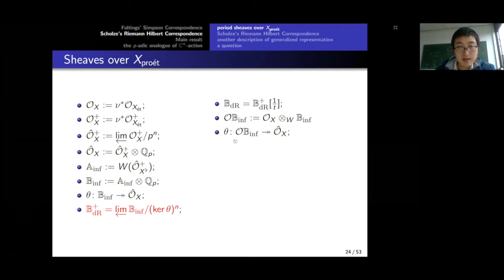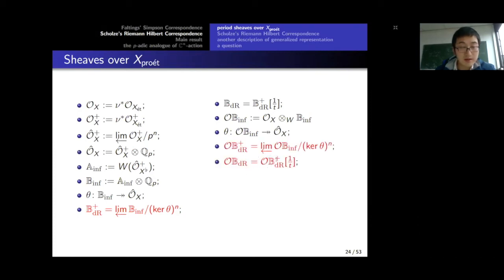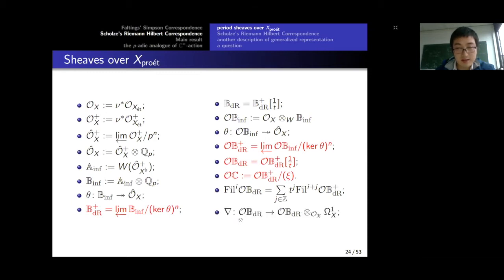And again, we have this surjective map, and we define the completion with respect to the kernel, and define this OB_dR. And here OC is just defined to be the quotient OB_dR plus modulo this K_c. And one can define a filtration on OB_dR and a connection on this OB_dR. Okay.